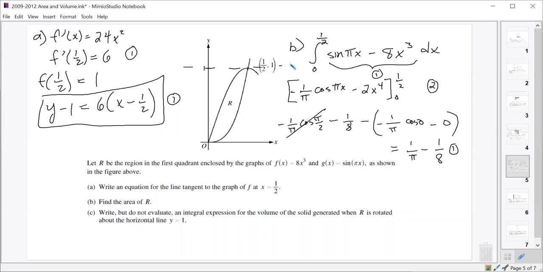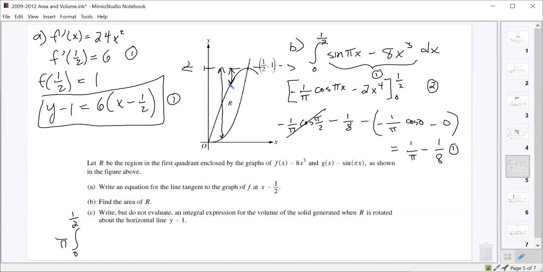Part C said take this and revolve it around the line y equals 1, and write, but don't evaluate, an integral expression for that. So first off, we're going to revolve around a horizontal line. Cross sections should be done vertically to get discs or washers. Those would be washers, right? So we're going to do pi times the integral from 0 to 1/2 of our outer radius squared minus our inner radius squared. And our outer radius should be the distance from y equals 1 to our lower function. And the inner radius should be the distance from y equals 1 to our upper function.